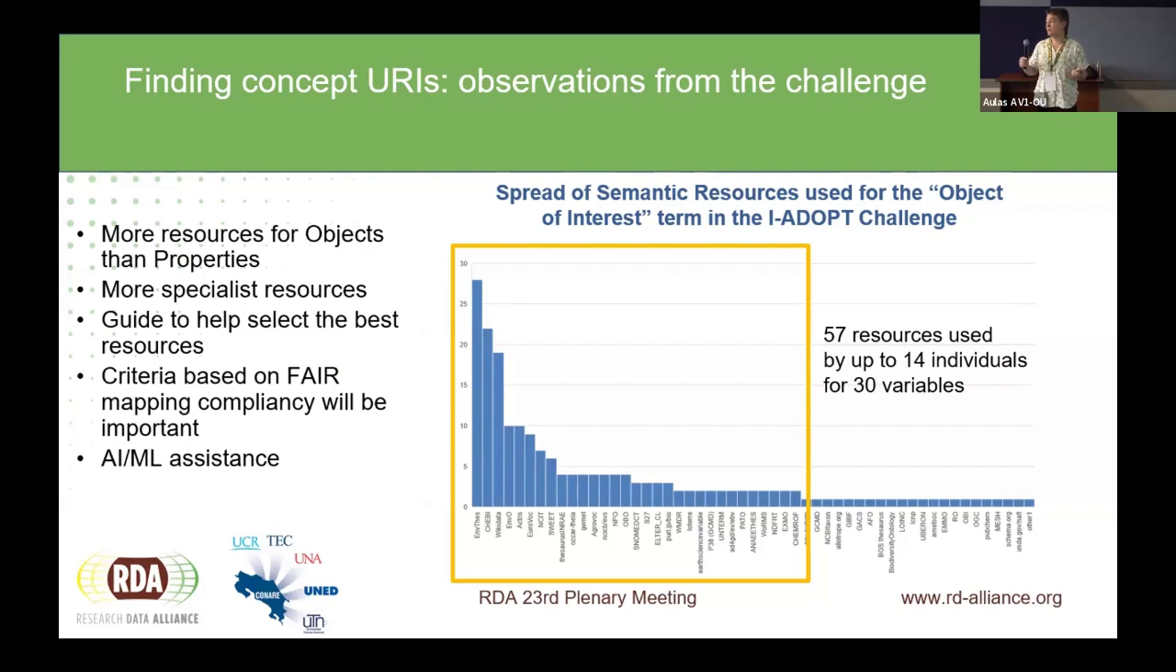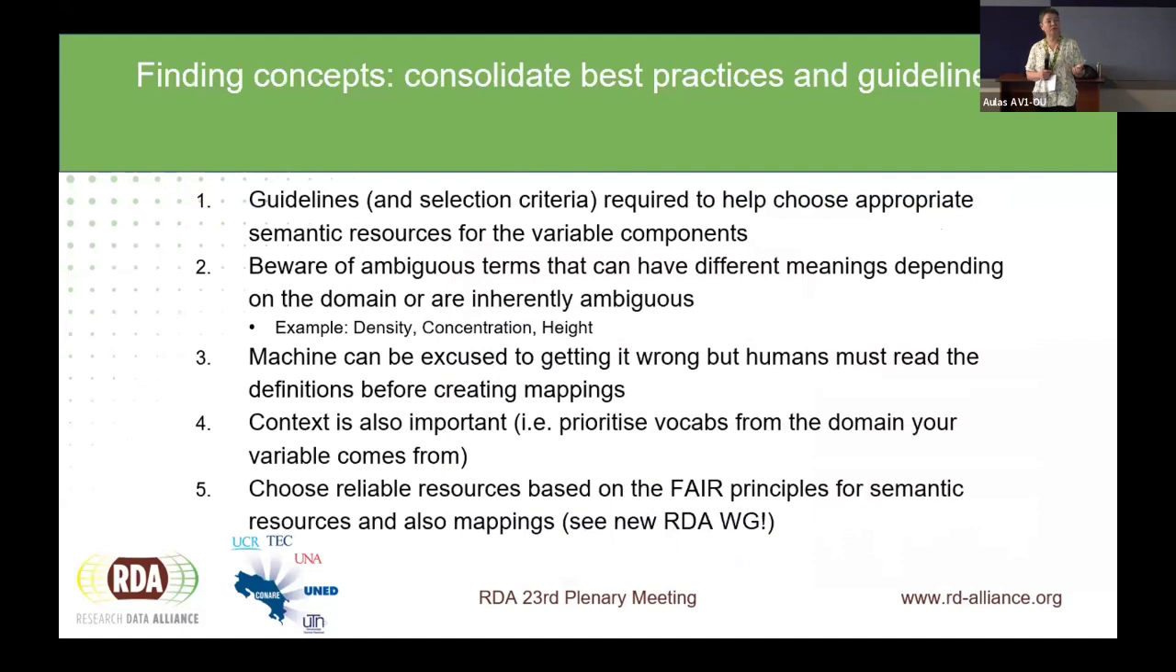Hence, we are going to be involved in the work done by the FAIR mapping working groups that is being set up under the RDA umbrella. And again, artificial intelligence and large language modeling will be of assistance. So we need to consolidate best practices and guidelines. As Barbara said, we have already started putting some together, but we need selection criteria for the repositories or the vocabularies that are going to be used for this decomposition, to choose the appropriate one for the variable components.